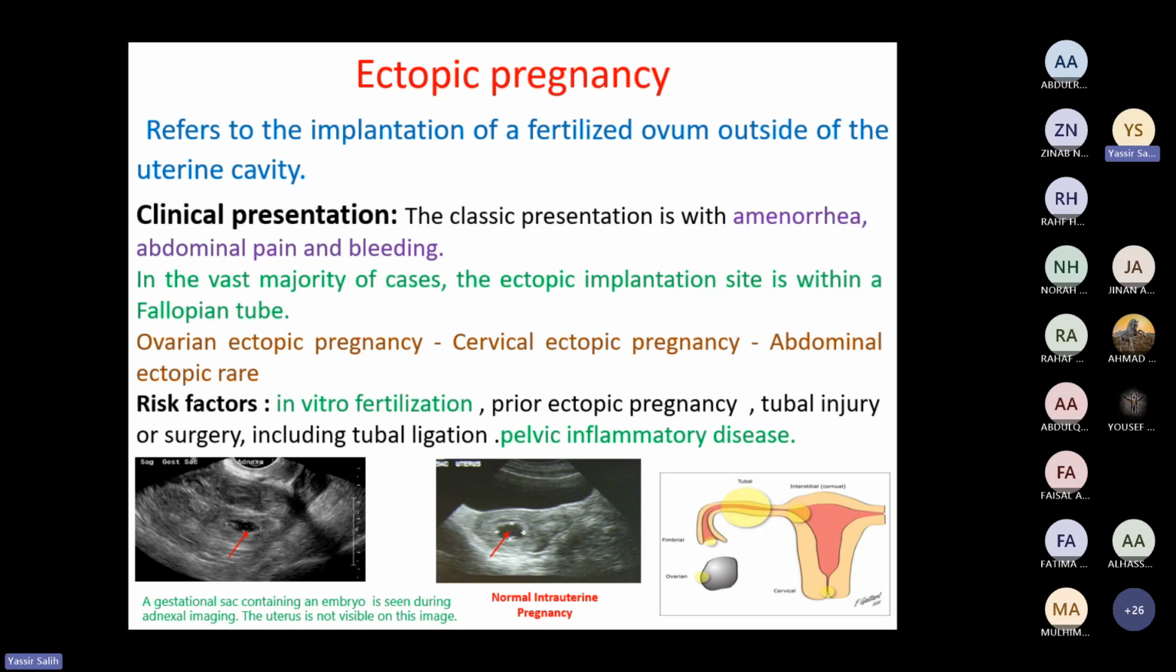We have a high risk group to develop ectopic pregnancy. People who undergo in vitro fertilization have more liability to develop ectopic pregnancy. If the patient has a past history of ectopic pregnancy, she is more liable to develop it again. Any tubal surgery or tubal maneuver, laparoscopic, also raises the possibility of ectopic pregnancy, or a patient who had tubal ligation, or pelvic inflammatory disease with severe infection.